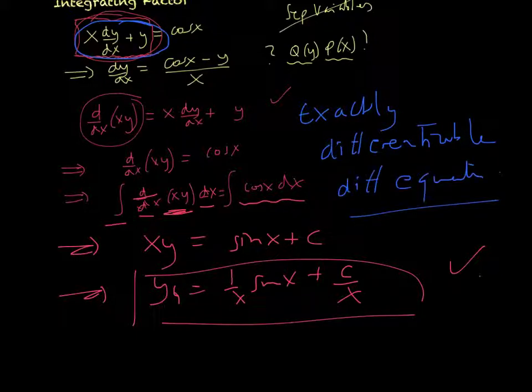So if you can spot that your left-hand side is in the form of a product rule, so an implicit product rule, then you can use this trick. But the majority of problems, of course, are not in this form. And this is why we need the integrating factor proof in order to show that if it's not in the exactly differentiable form, we will make it in the exactly differentiable form. Let me show you by another example here.